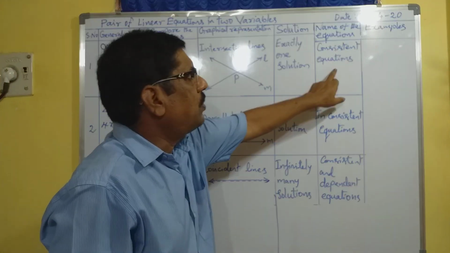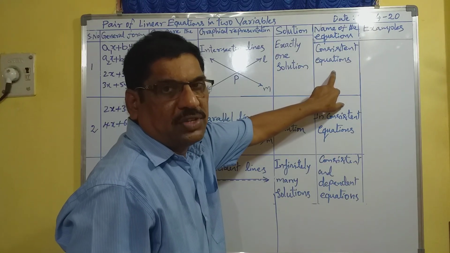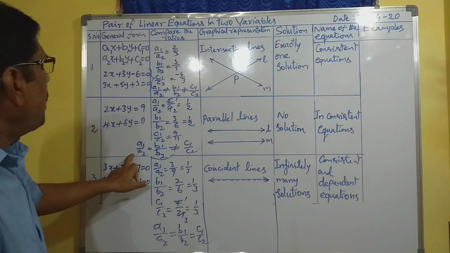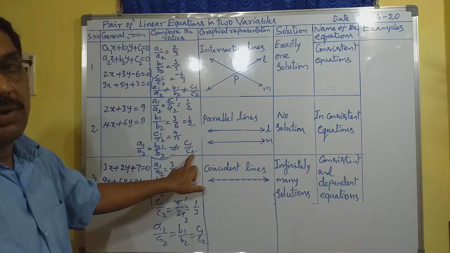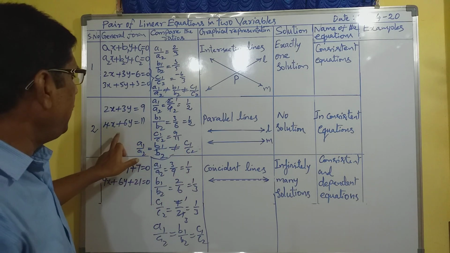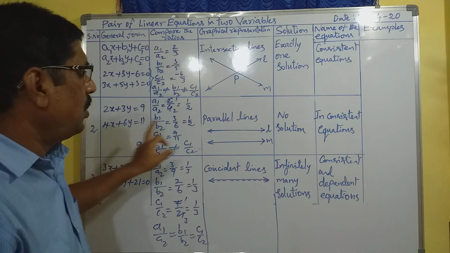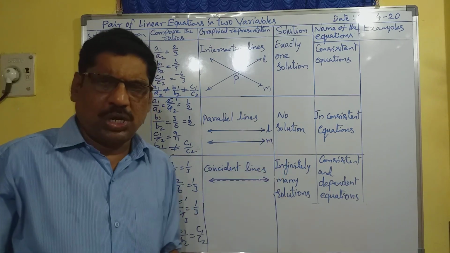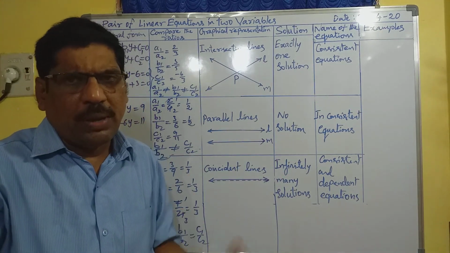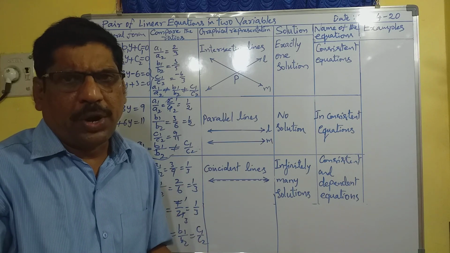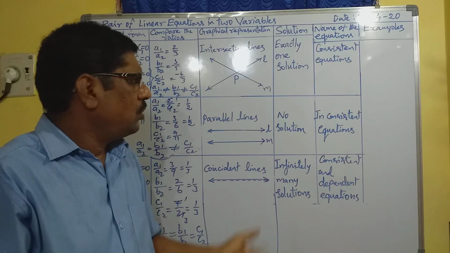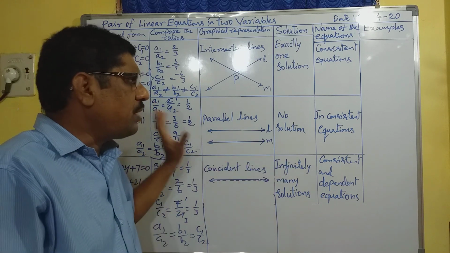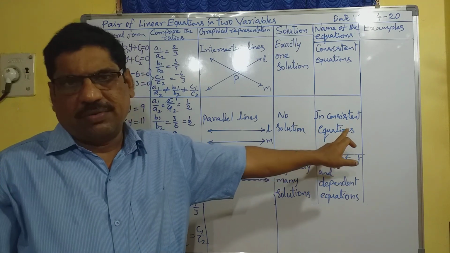Okay, such type of linear equations are called consistent equations. In the second case, if a1 by a2 is equal to b1 by b2 is not equal to c1 by c2, see, here we have taken one example. We get parallel lines like this. Okay, there will be no solution if you get parallel lines. Why? Because there will be no common points among those two lines. So we can say that there is no solution. Okay, such type of equations are called inconsistent equations.